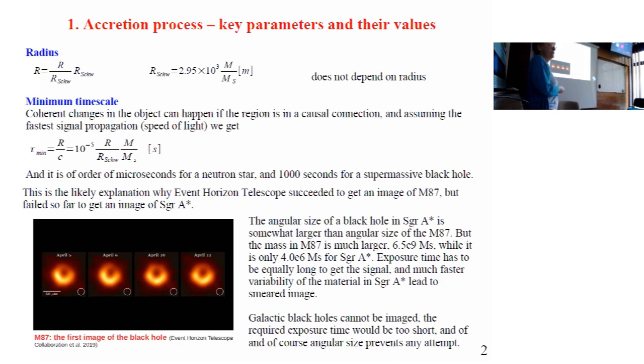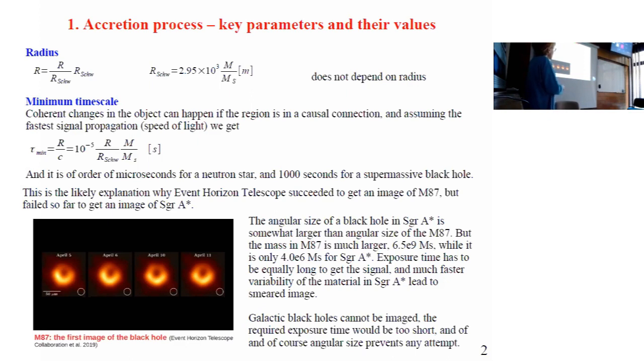The Event Horizon Telescope observed both M87 and Sagittarius A star, the Milky Way black hole. The angular size of the two is almost identical. There is a factor 2 difference, and honestly, I'm not sure at this moment which one is somewhat larger. I think Sagittarius A star is somewhat larger. But the problem is that the project for Sagittarius A star failed so far. They were able to see only just the bright cloud without this black spot which marks the photon orbit. And probably what happened is the difference in time scales. Here, the integration of the image has to last a couple of hours.